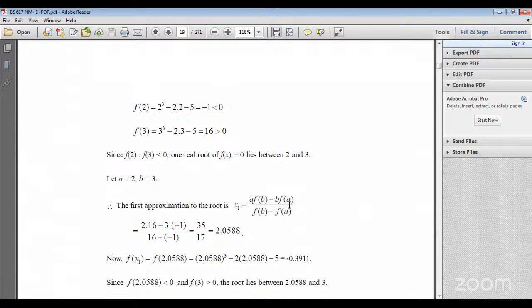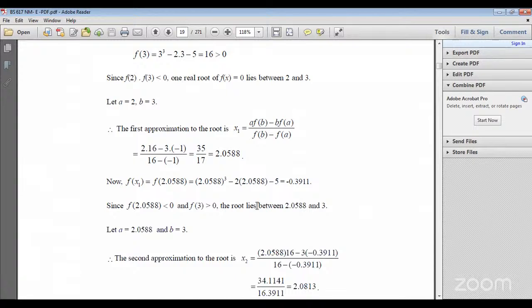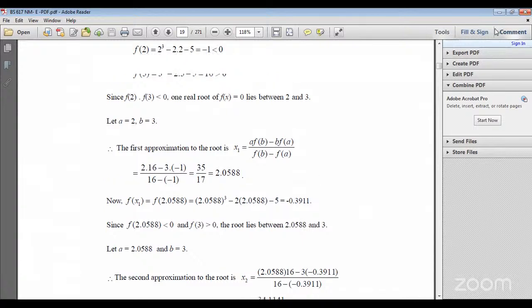The first approximation root is x1 = (a f(b) minus b f(a))/(f(b) minus f(a)). That is 2 into 16 minus 3 into minus 1, divided by 16 minus of minus 1, which is 35 by 17. 32 plus 3 is 35, and 35 by 17 gives 2.0588. Therefore f(x1) is 2.0588 cubed minus 2 into 2.0588 minus 5, which on simplification is minus 0.3911.